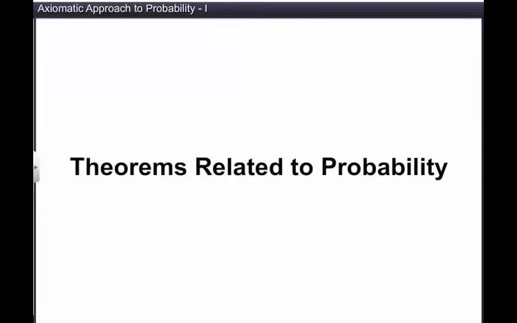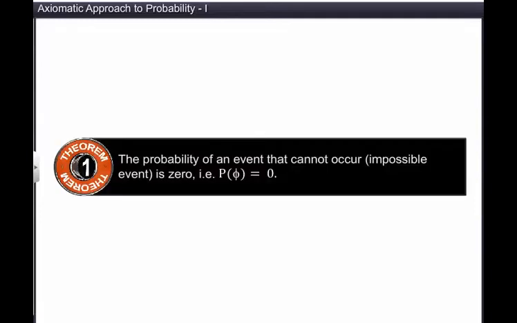Now, we'll prove some theorems related to probability. Let's begin with the theorem, which states the probability of an event that cannot occur is 0. That is, P of phi is equal to 0.